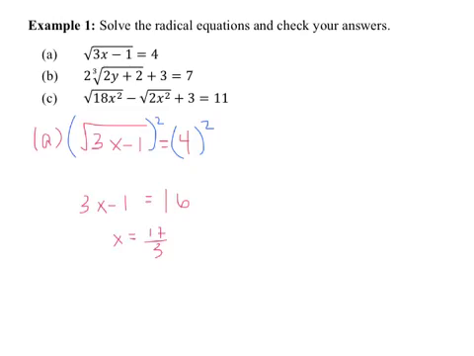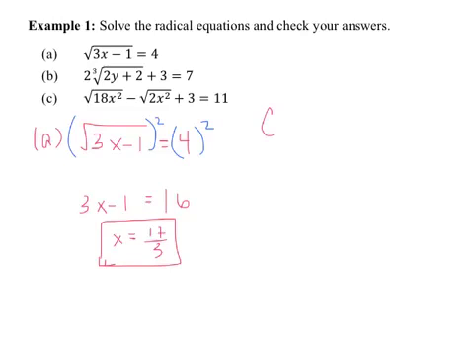Now, for all of these possibilities, we need to make sure that we check our solution, because we're going to see that some of our answers, when we have radical equations, are not actually true. They're extraneous solutions, and we have to reject them. So we're going to check all of these possibilities for any type of equation that has a radical involved in it.